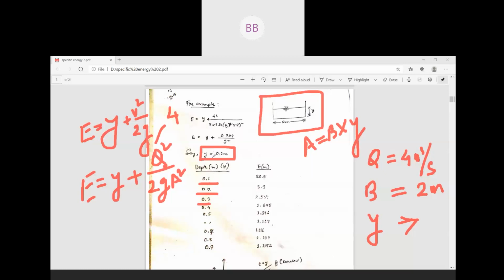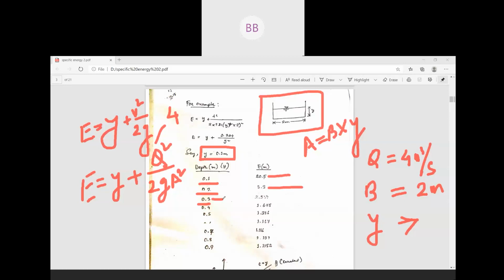Suppose we first substitute the y value 0.1 and find out the specific energy. Then we increase the y value, and the discharge will be the same. The discharge will remain constant. Then we change the y value and see what your specific energy will be.